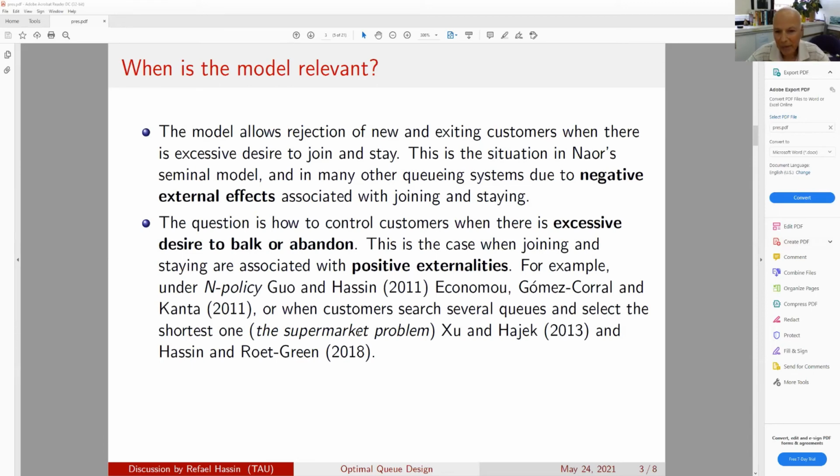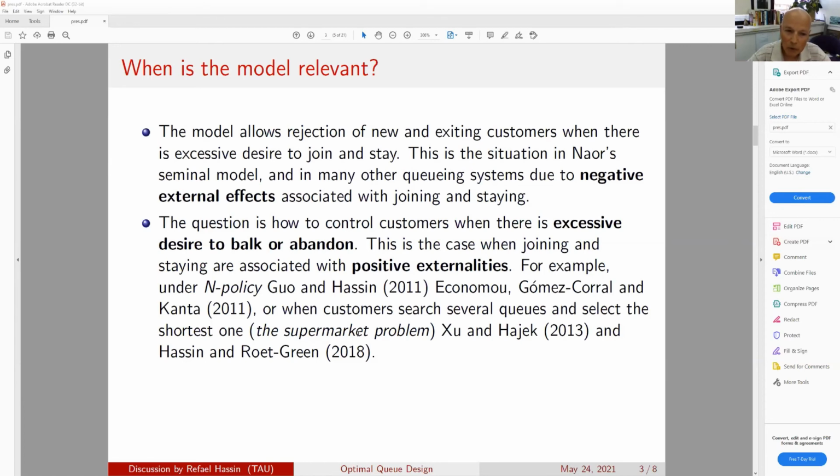In this case, it's the opposite, because I can control customers and tell them not to join, but I cannot tell them to join when they don't want to. So the interesting model is when there is not enough desire to join the queue, and this is associated with positive externalities. When someone joins the queue and brings positive externalities, then in equilibrium, when individuals make individual decisions, not enough customers join. So this is the opposite of most models.